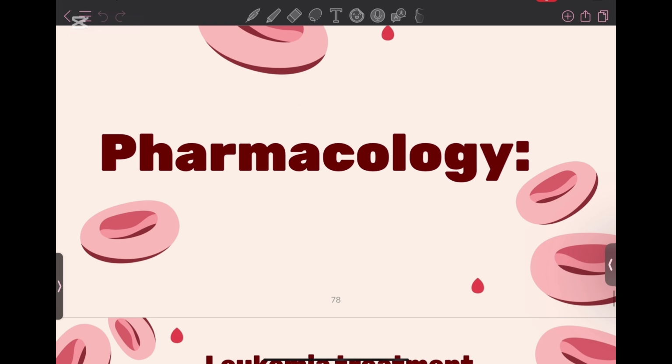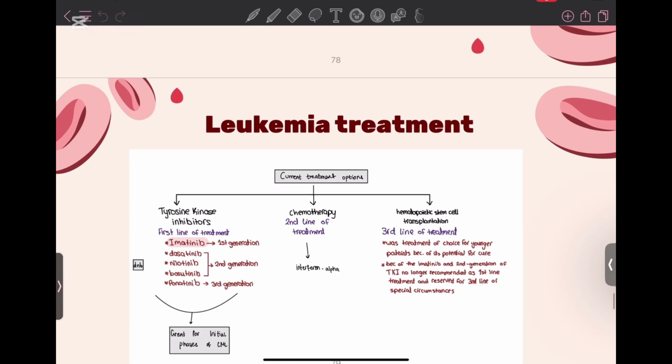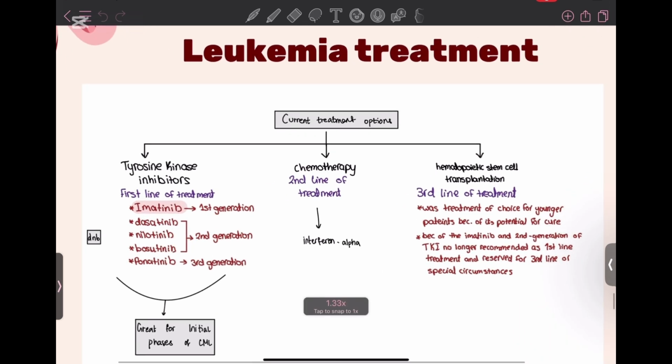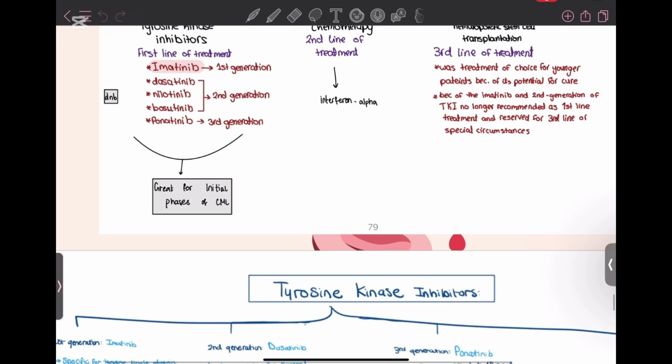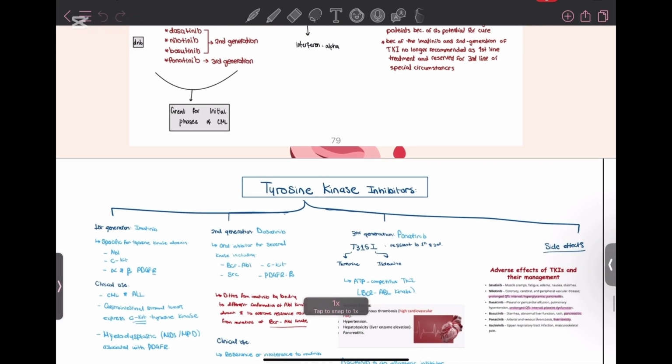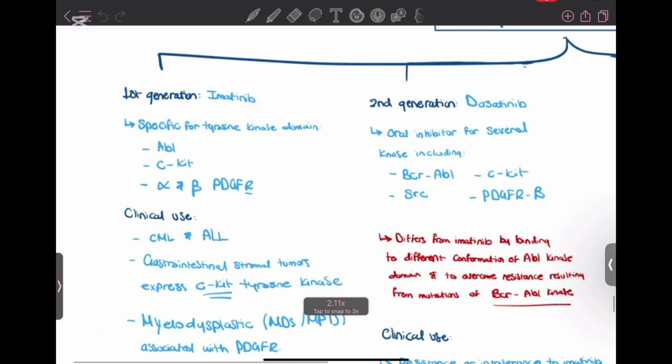Pharmacology is going to be entirely based on your understanding of the genetic and the immune mechanisms. So basically, the current treatment options for leukemia are the tyrosine kinase inhibitors, chemotherapy such as interferon alpha, and then the third line, which is the hematopoietic stem cell transplantation. Now, we have 3 generations of the tyrosine kinase inhibitors. The first generation is going to be imatinib.